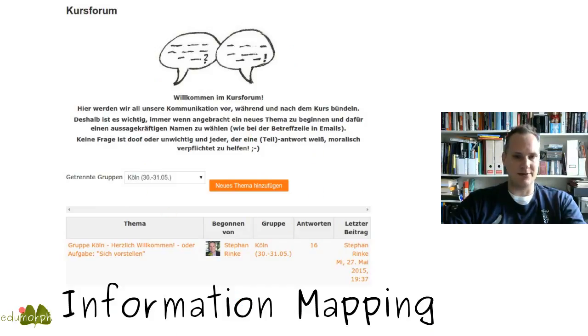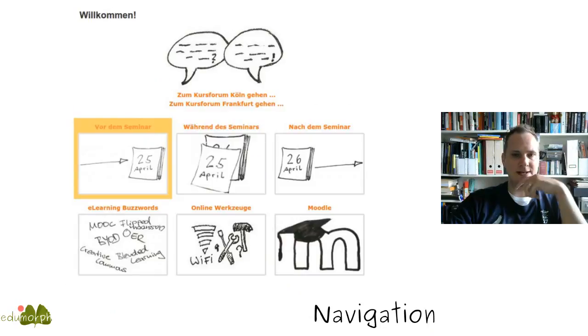But if I just go back to this slide here, you also see it's at the top of the page, because this here says go to the course forum, and there's a group in Cologne and a group in Frankfurt. That's why there's two links.